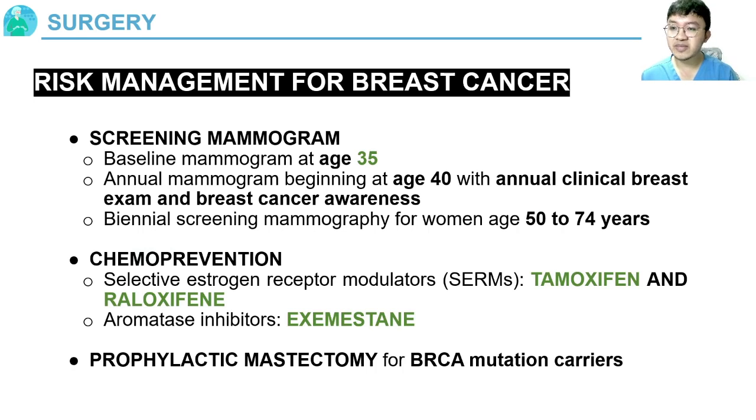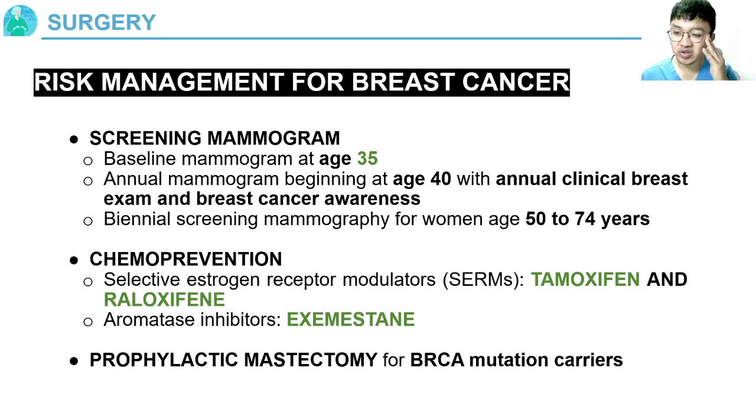Now, for risk management, you have your screening mammogram, which is a baseline mammogram at the age of 35. At the age of 40, you need to do annual mammogram with annual clinical breast exam and breast cancer awareness. For age 50 to 74, you need to do it every 2 years, biennial. Again, for age 50 to 74 years of age.